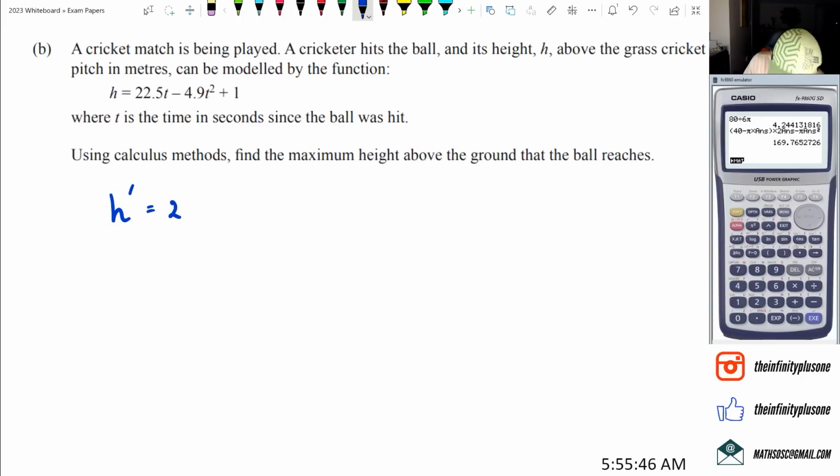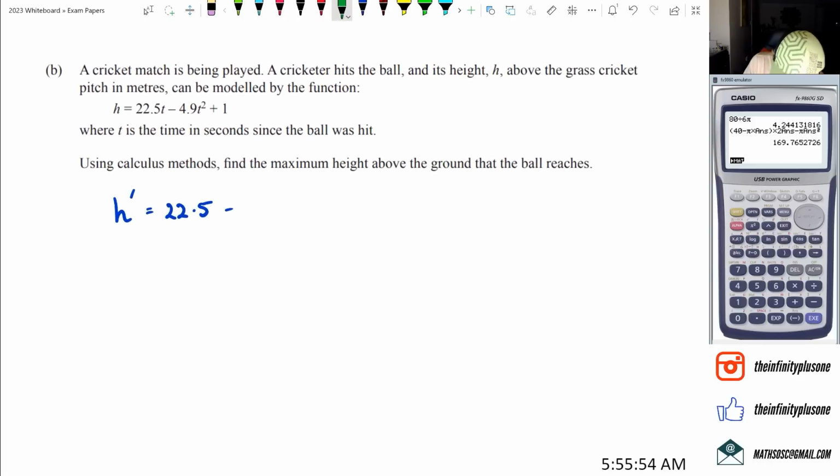So h dash is equal to 22.5 minus 4.9, so 9.8t, and we are going to leave it like that. Now we know that max happens when h dash of t is 0, so we're just going to write that down here, or h dash of t actually. It should have been h of t, not h of x, but I'm actually going to put that as h of t.